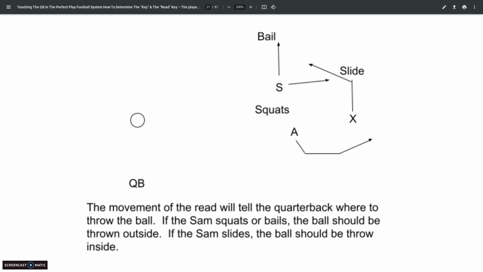So this is an example of just a simple high-low read and the three movements that you get from your defender, and teaching your quarterback those three movements.